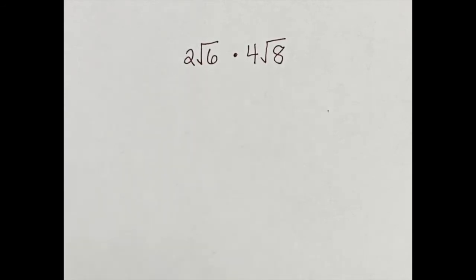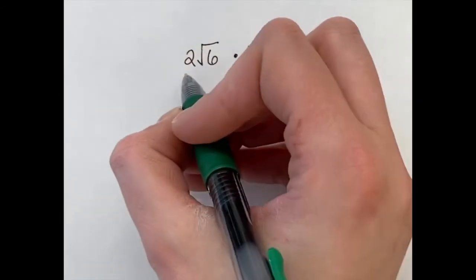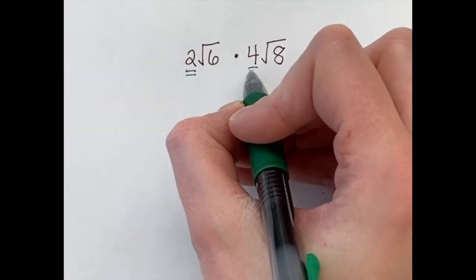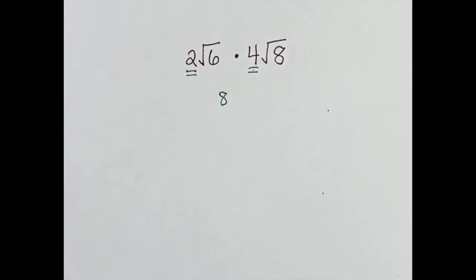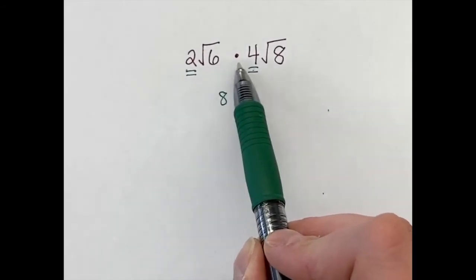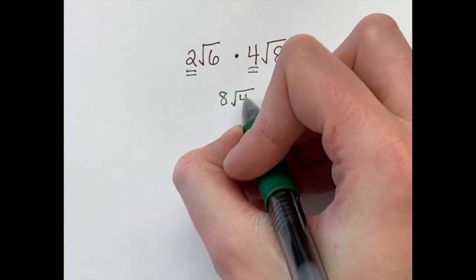Sullivan did. So when I look at 2 radical 6 times 4 radical 8, I'm actually going to go ahead and just multiply out first. So when I look at this, I have my 2 coefficients, 2 times 4. So I'm going to go ahead and multiply those together. And I'm going to do 2 times 4 and get 8. Then I'm going to move to my radicals, and I'm going to say radical 6 times radical 8, and I'm going to get radical 48.